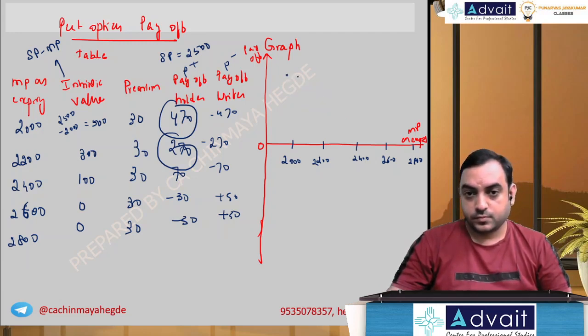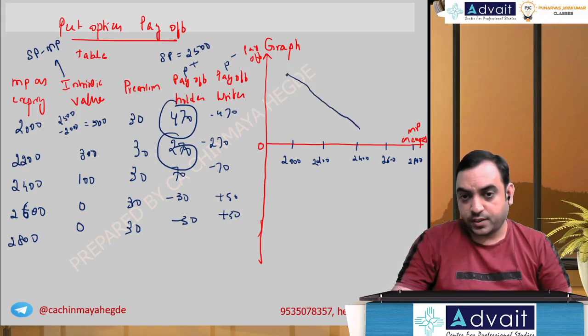His profit will go like this. Try to draw a straight line, then something like this, then it will become flat. Hands are shaking, please try to draw a straight line. It will cut after this, something like this. Okay, then you draw a straight line.